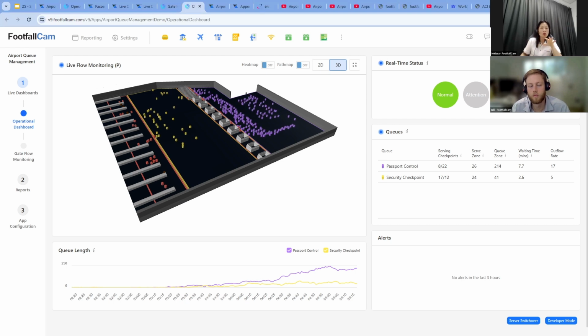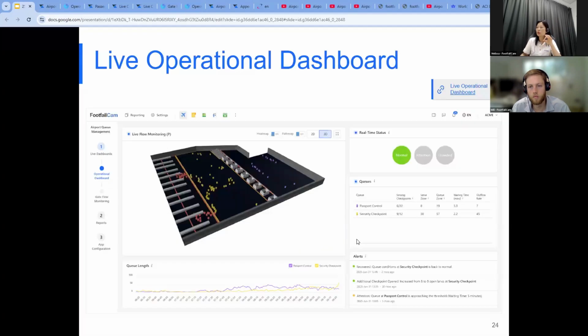And when the queues do form unexpectedly, the system helps diagnose the cause immediately as well. Maybe a lane didn't open as scheduled. So you also have all those alerts in here, and you can then send the alerts to them for that.